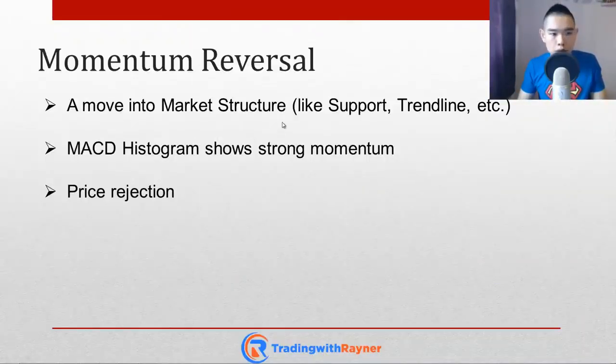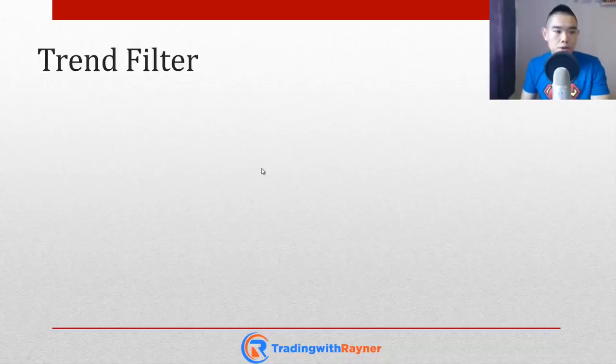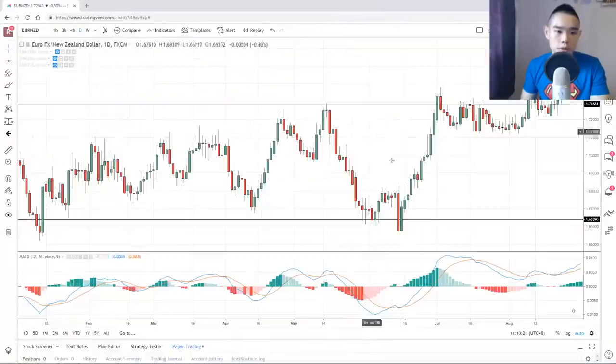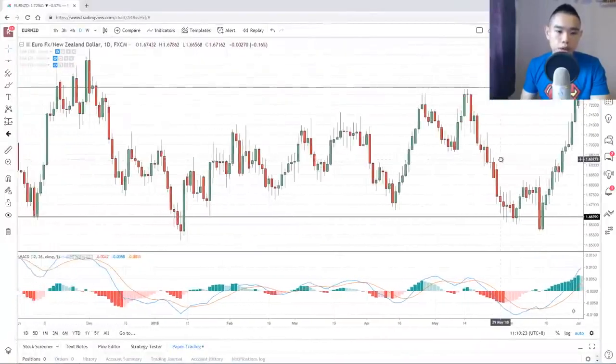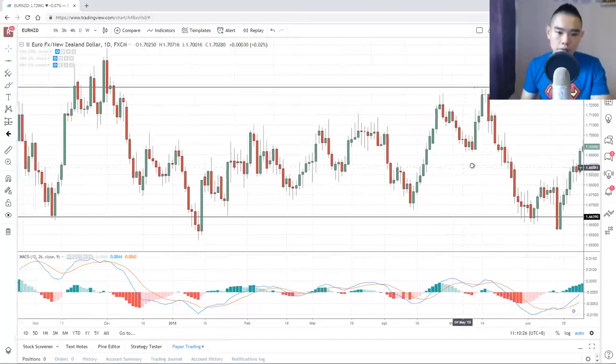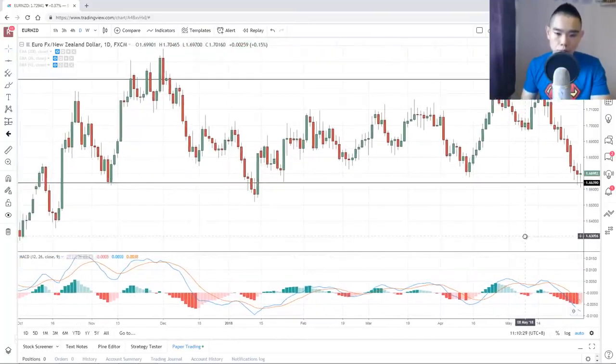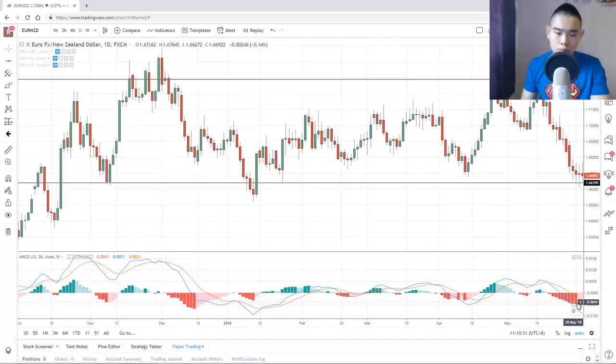So again, a move into market structure. The MACD histogram shows strong momentum, and then you look for a price rejection in the form of candlestick patterns like hammer, shooting star, etc. Number 2, trend filter. Before we talk about trend filter, I want to go back to the momentum one again. So this one over here is actually a strong signal. Whenever you see a strong momentum move lower, like in this example, you know that the market is more likely to actually reverse. So this is a strong signal to tell you not to short the markets.